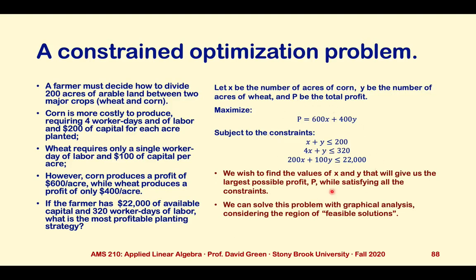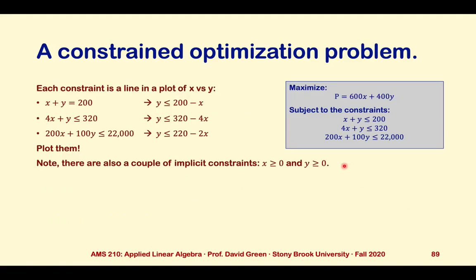This is a so-called linear programming problem because we have a linear equation as the target function and linear equations as all of the constraints. It turns out that one way of solving this kind of problem is with graphical analysis, essentially drawing a picture that lets us show what are the allowed answers. How does that really work? Well, each constraint can be thought of as a line in a plot of x versus y.